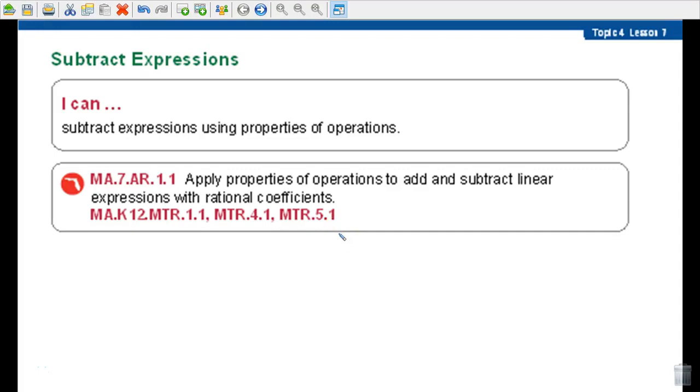So we've got topic 4, lesson 7, subtract expressions. This is obviously a lot like topic 4, lesson 6, add expressions, but now we're subtracting. I can subtract expressions using properties of operations. This falls in line with the same standard as topic 4, lesson 6, MA 7AR 1.1. Apply properties of operations to add and subtract linear expressions with rational coefficients.